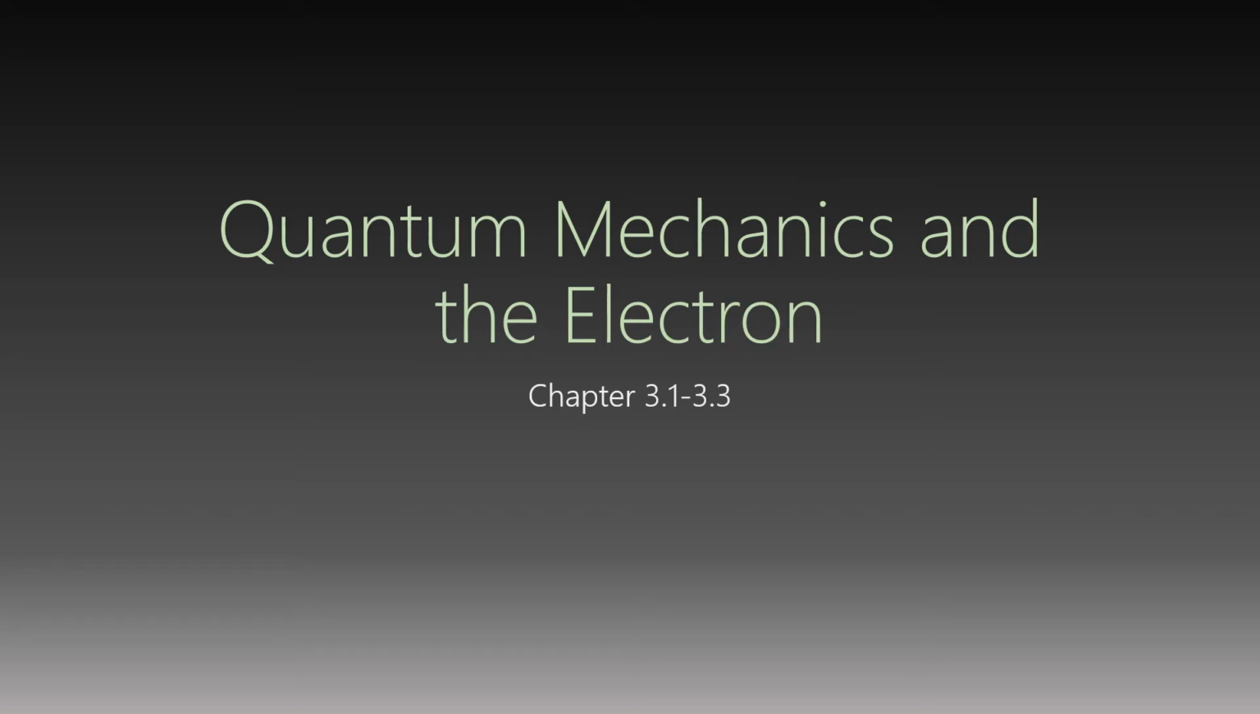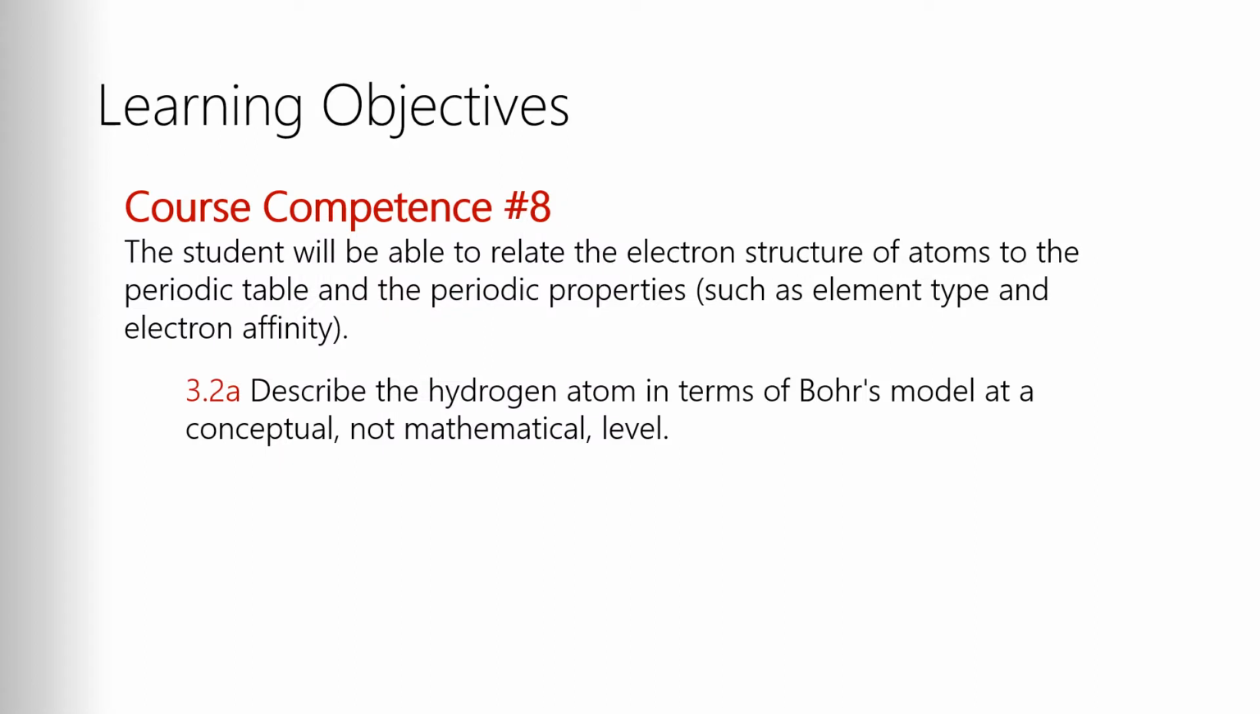Today we're starting off into Unit 2, so we're going to be looking at the beginning of Chapter 3. In particular, we're going to look at the development of the quantum mechanics model of the atom. So the core competency we're looking at here is being able to describe the electron structure of the atom and how that relates to periodic properties in the periodic table. Specifically, I'm looking at trying to explain the hydrogen atom in terms of Bohr's model, right?